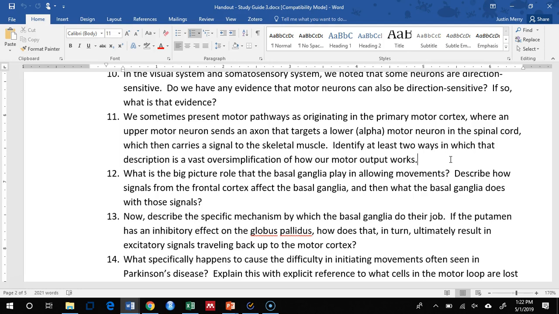Yeah. Vast oversimplification. So this is asking you to take the next step. I want you to understand the basic story, which is what's depicted here. In the primary cortex, there are upper motor neurons that get excited once you do that motor loop that we just talked about. The primary motor cortex ends up getting stimulated, and those neurons send axons down to the spinal cord, and they stimulate lower motor neurons that go to your skeletal muscles. And all that's true, but there are other consequences coming into play there.